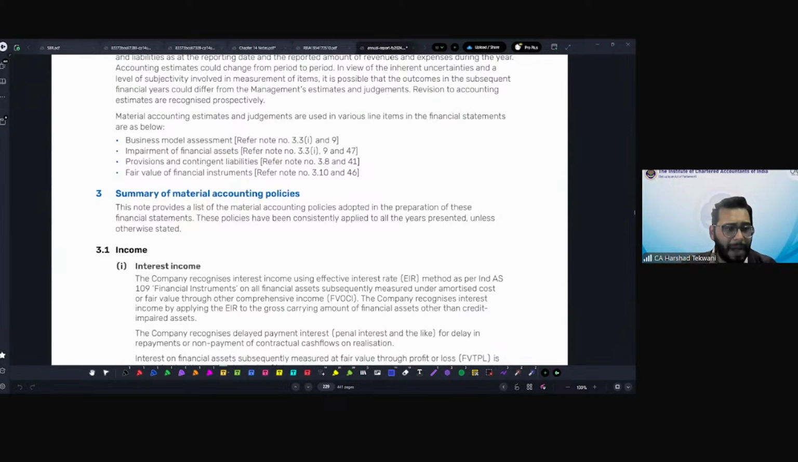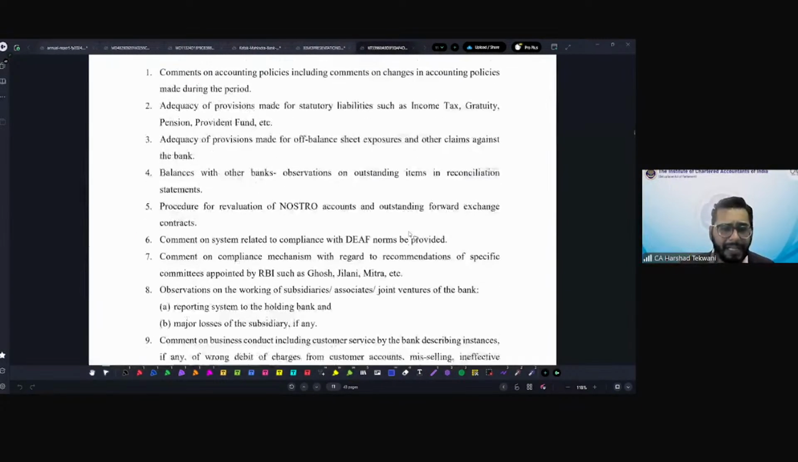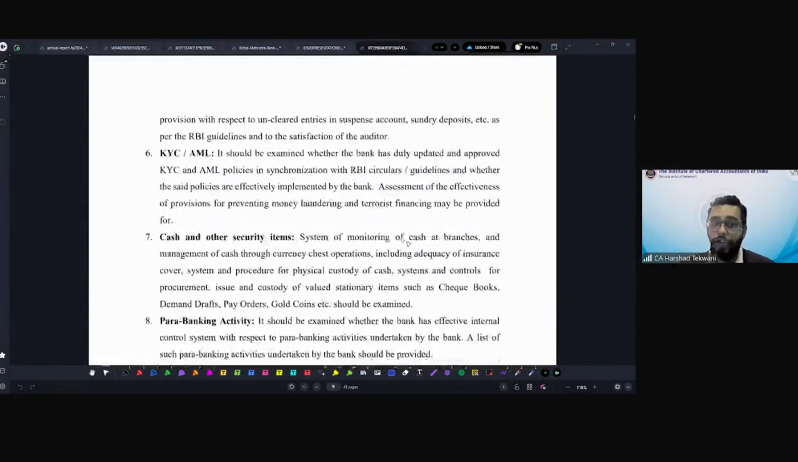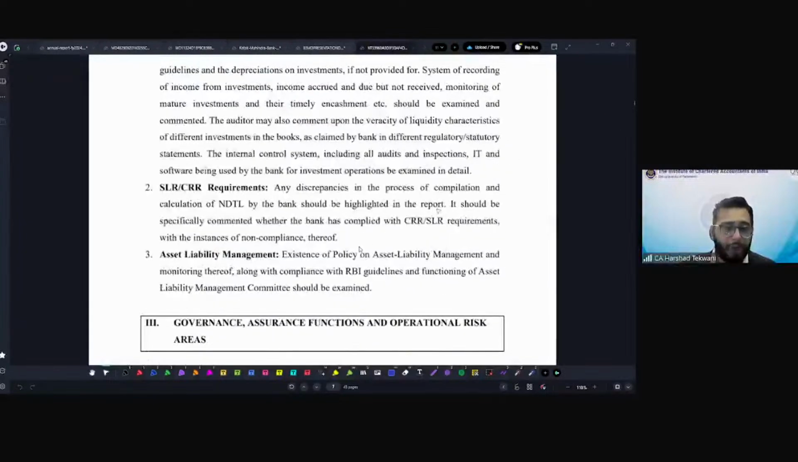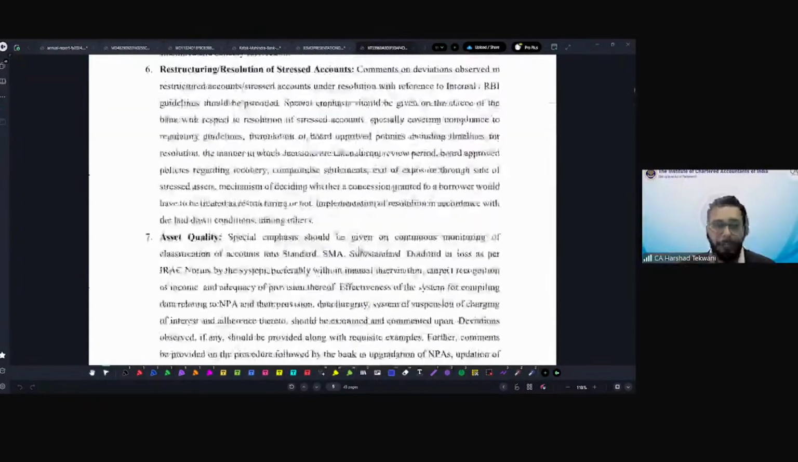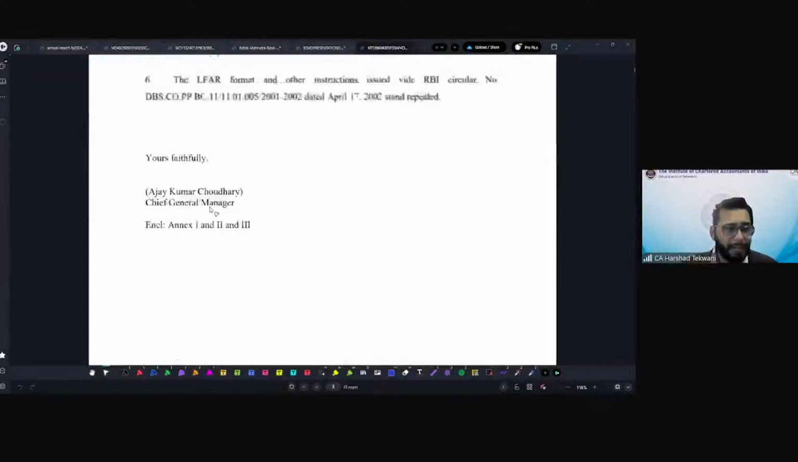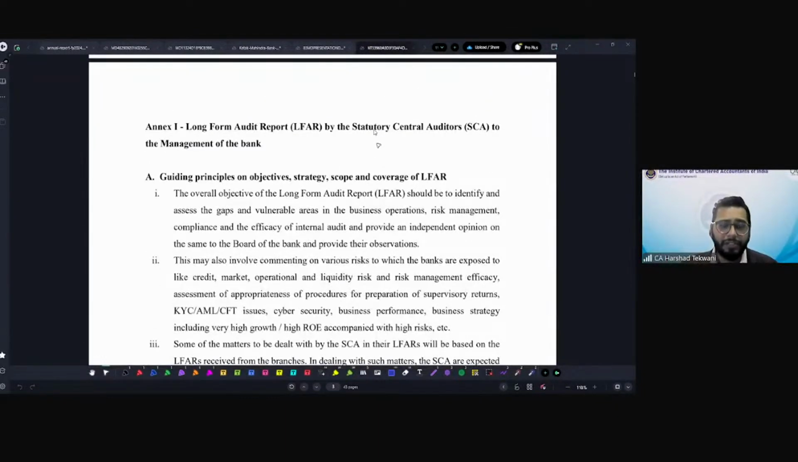Now there are multiple parts, multiple sections that are applicable in the long form audit report. Again, the report is basically different for different types of auditors. When I say different types of auditors, it is whether that person is a central statutory auditor or a statutory auditor of a branch. So you have a different format or different reporting requirement depending on the type of auditor. So when it comes to the statutory central auditors, SCA, they have to report as per Annexure 1.